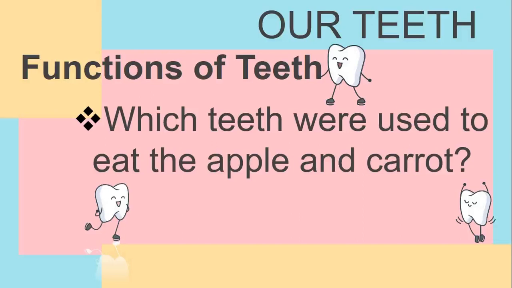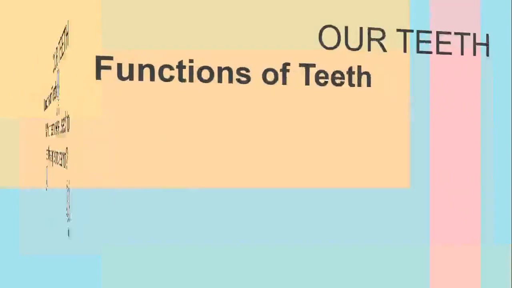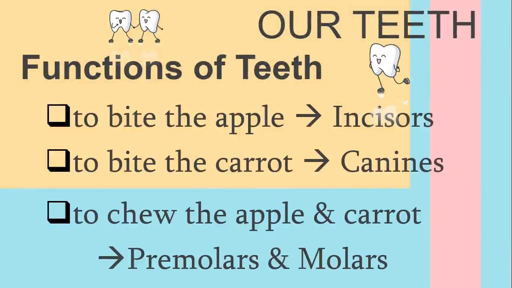Yes, canines are used to bite the carrot. To bite the apple, incisors are used. And canines are used to bite the carrot. If any of you took a banana or corn, incisors are used to bite. Premolars and molars are used to chew the apple and carrot. Similarly, banana and corn.